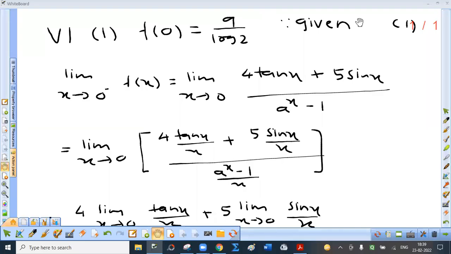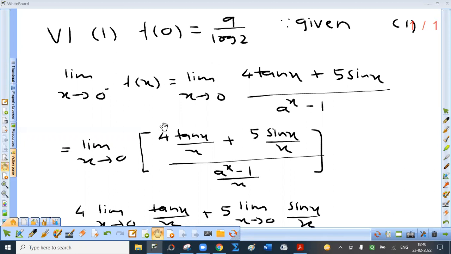Sum number 6. Find a and b if the following functions are continuous at the points or on the interval indicated against them. First one, f of x equal to (4 tan x plus 5 sin x) upon (a raised to x minus 1) for x less than 0, 9 upon log 2 for x equal to 0, (11x plus 7x cos x) upon (b raised to x minus 1) for x greater than 0. Now f of 0 is given to be 9 upon log 2 for x equal to 0. I'm sorry, what is given? Yeah, for x equal to 0.